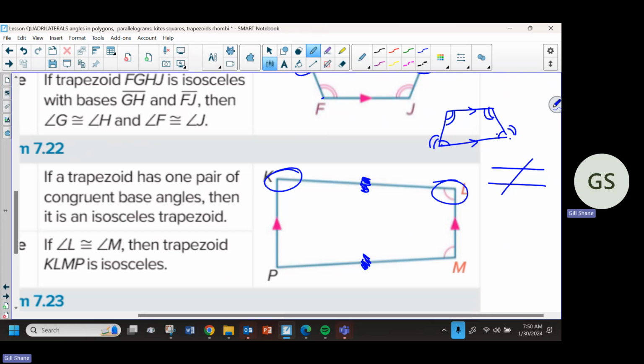But you'll notice opposite angles are not congruent. This is not a parallelogram. Not the opposite ones that are congruent. It's the ones kind of on the same side over here that are congruent. Same side being the parallel side. So those are congruent there. And that would mean these are also congruent.